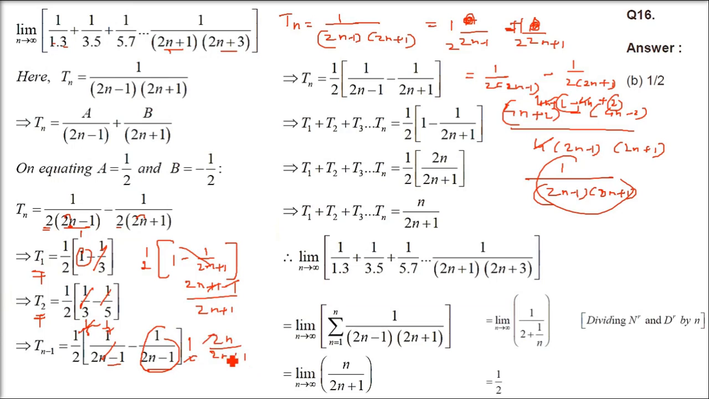So you have half into (1 minus 1 by 2n plus 1). You solve it, n by 2n plus 1 will come. So this is n by 2n plus 1. So you have to apply a limit here, n by 2n plus 1.